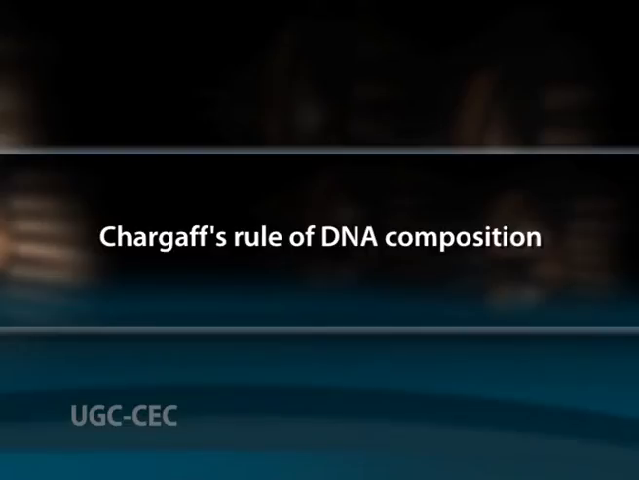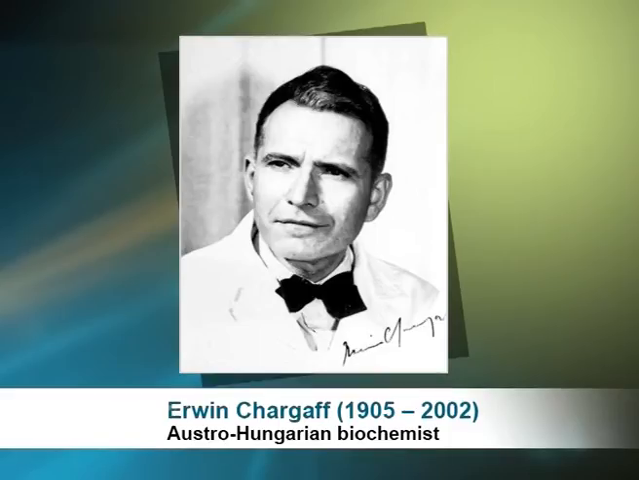Chargaff's rule of DNA composition. The DNA molecule is made up of very long chains of the 4 bases: adenine, cytosine, guanine and thymine. In 1950, Erwin Chargaff published a paper stating that in DNA of any given species, the ratio of adenine to thymine is equal, as is the ratio of cytosine to guanine. This is known as Chargaff's ratios, and it was a crucial clue that helped solve the structure of DNA.